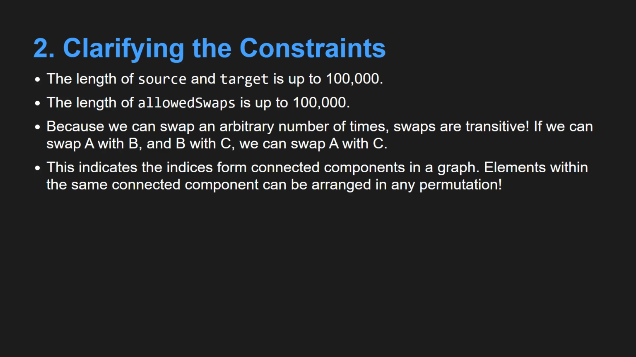Therefore, these indices form connected components in an undirected graph. Within any single connected component, we can rearrange the elements of the source array into any possible permutation.